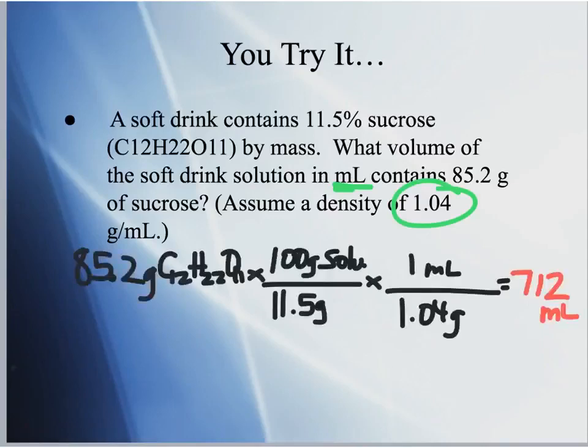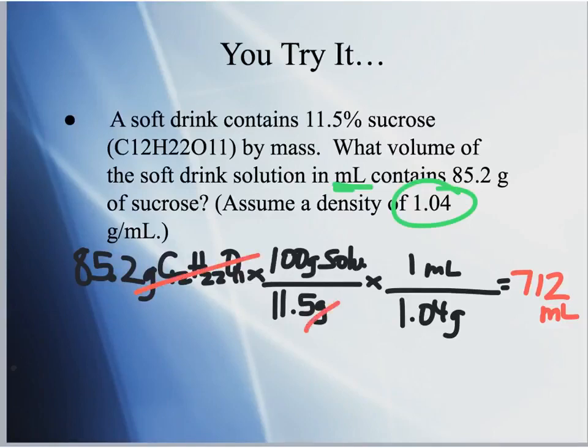All right, so hopefully you started with the 85.2 grams of sucrose. And the first thing we're going to use is the conversion factor with the percent mass. So we've got 11.5% sucrose by mass. And so what that means is we've got 11.5 grams of sucrose in 100 grams of the solution. So we're going to use that as a conversion factor in order to cancel the grams and the grams.